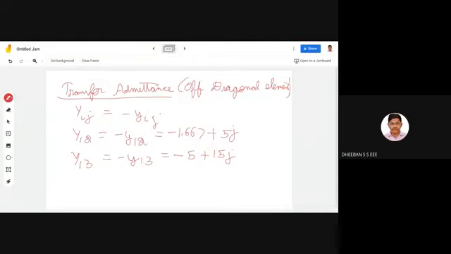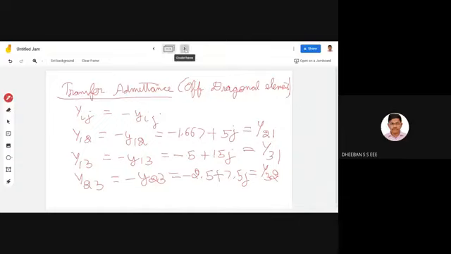As it is symmetrical, this y12 will be the same as your y21, and your y13 will be the same as your y31. And finally y23 will be equal to minus y23, which is minus 2.5 plus 7.5j. This is the same as your y32 because it is symmetrical. So these are your off diagonal elements, you have to see through it. Now you have got your diagonal, that is your self admittance, and your transfer admittance value, and now you can form your Y bus.